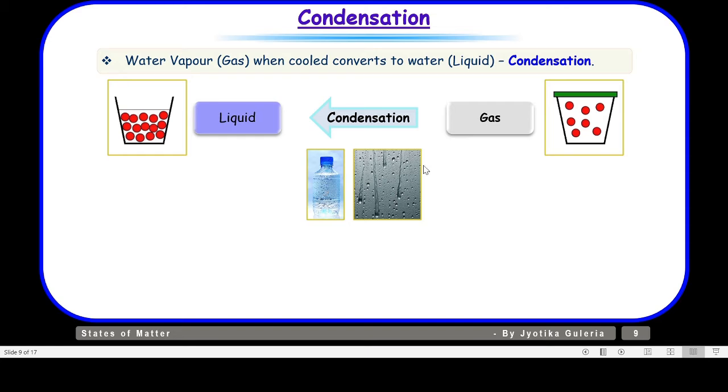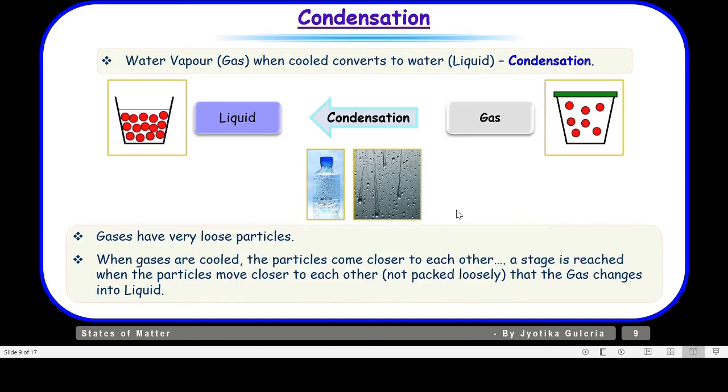And similar is the case with window panes. You must have seen water droplets on window panes. It mostly occurs in winters. When water vapor present in the air touches the cold surface of the glass, then it condenses to form droplets like this. So gases have very loose particles.